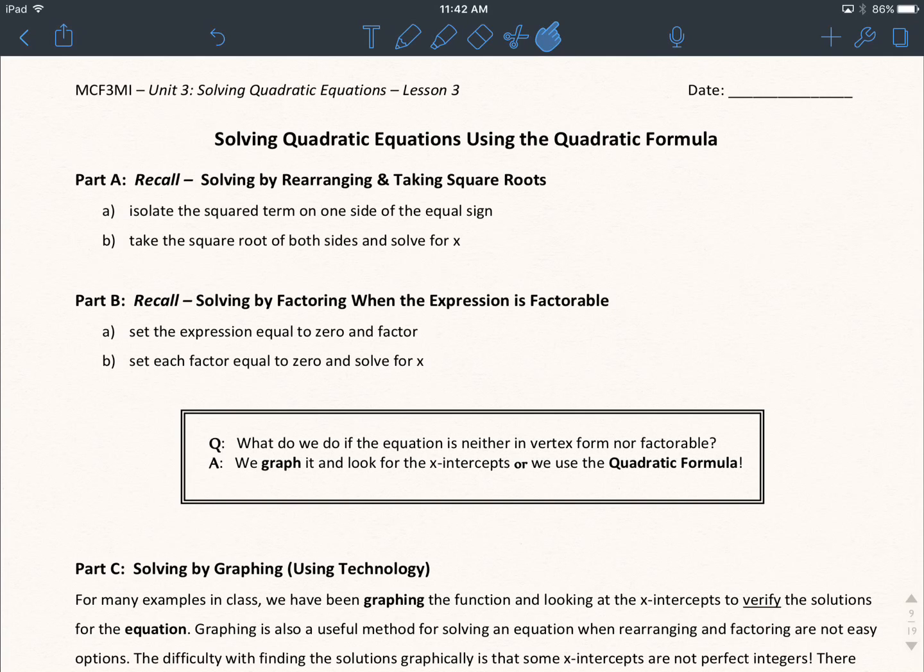And again, if these were quadratic functions, we'd be looking for x-intercepts, but now that we're looking at quadratic equations, i.e. equations that are set equal to 0 and have only one variable, we're looking for, quote, solutions, which are really the same as x-intercepts.